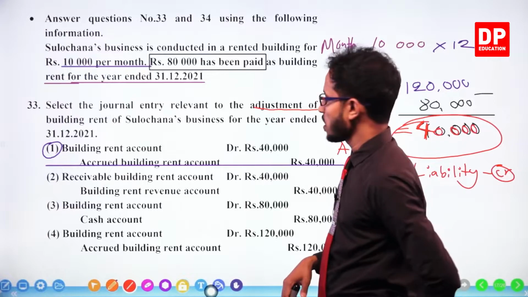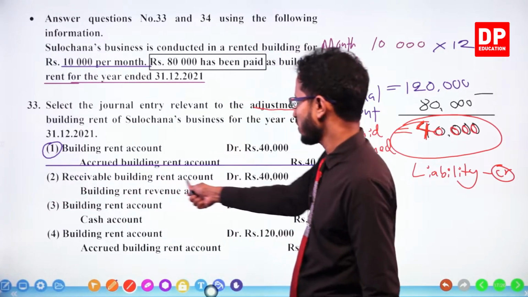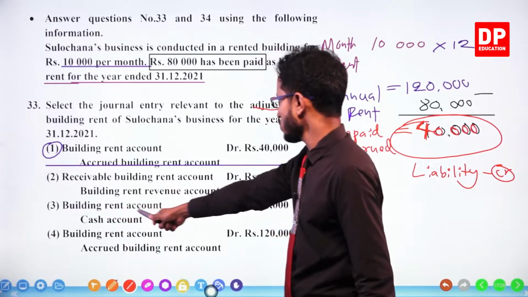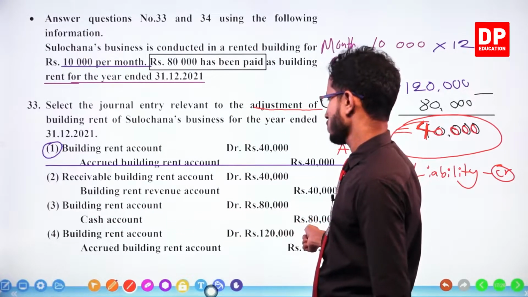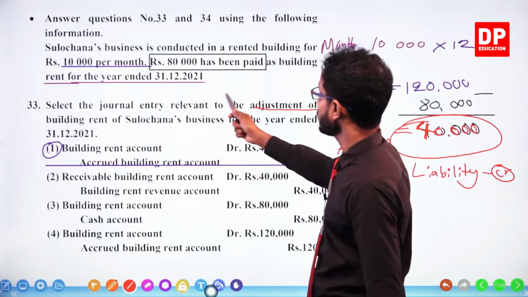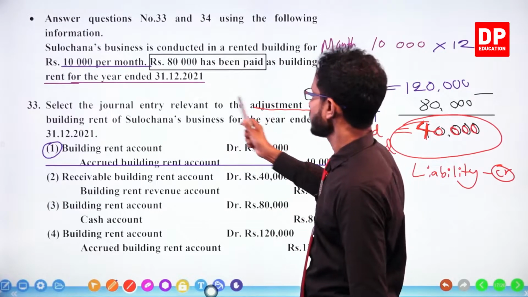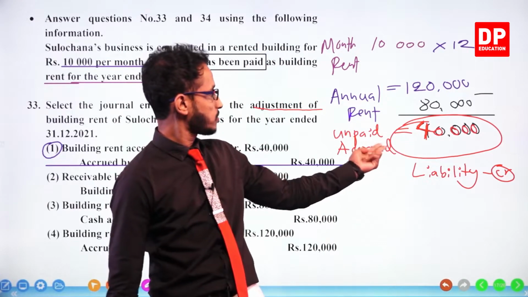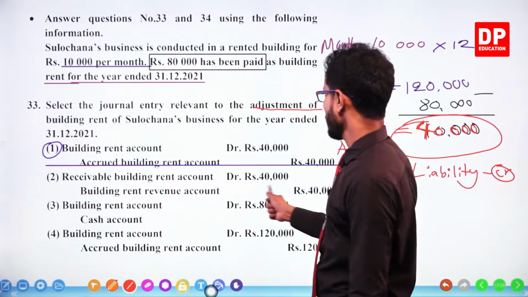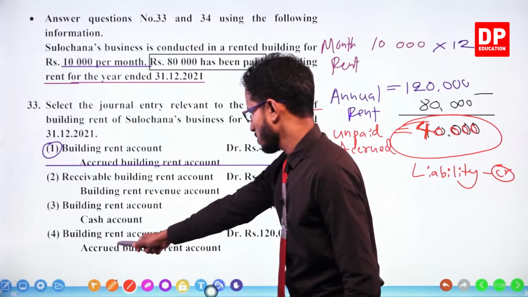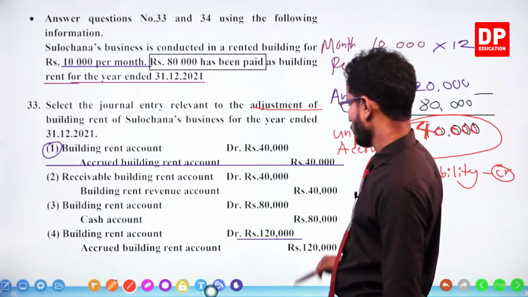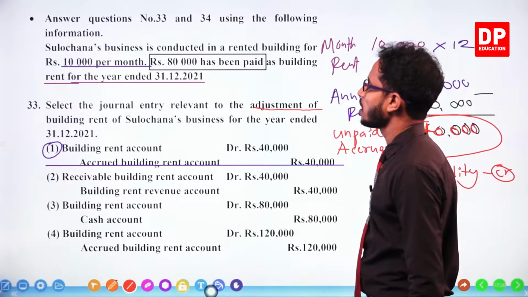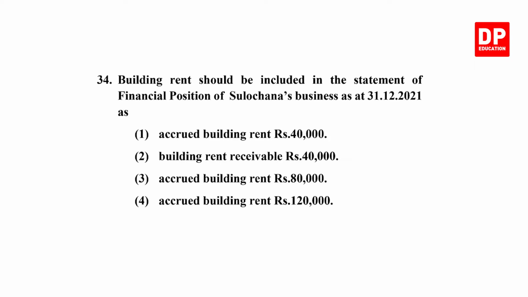There you go. You can't take the second answer, no? Obvious, no? Receivable building rent. We are not receiving building rent. We are talking about paying building rent. So the third answer also can't be taken. Cash. They are asking about the journal entry to adjust the building rent, the accrued value, 40,000. So you can't take the second one, you can't take the third one. Can't take the fourth one also, because in the fourth one they have given the entire total value. First is the answer.